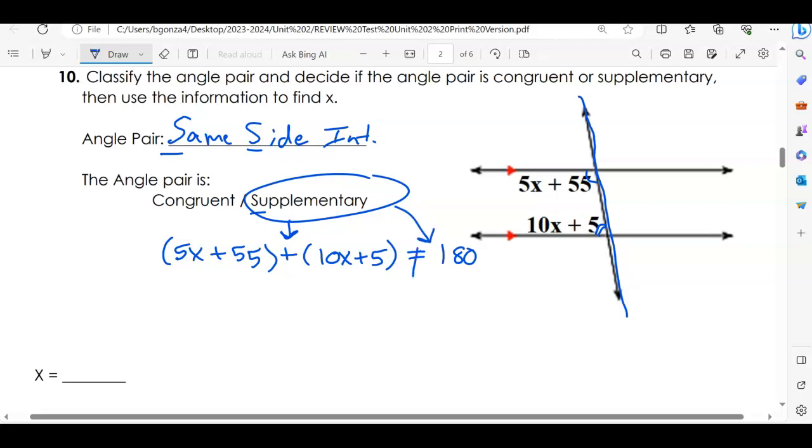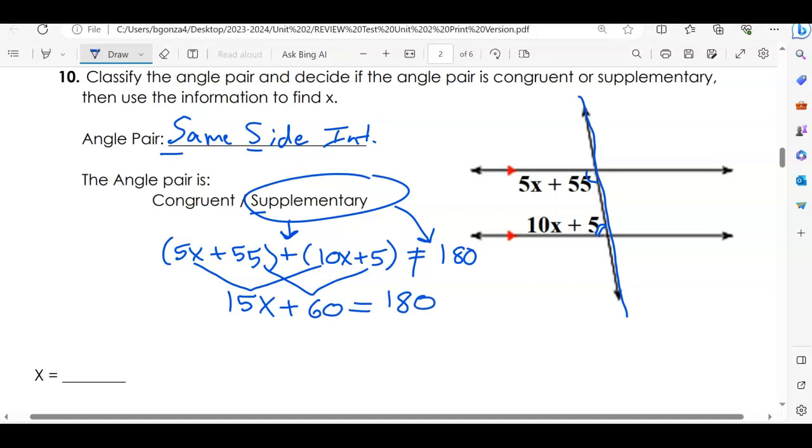Here's my equal sign. So the x's are on the same side. I can take the 5x and the 10x and combine like terms to get 15x. Also with the constant numbers, 55 plus 5 adds together to make 60. Bring down equals 180. And now I have a two-step equation.